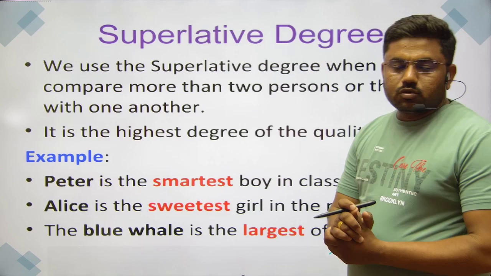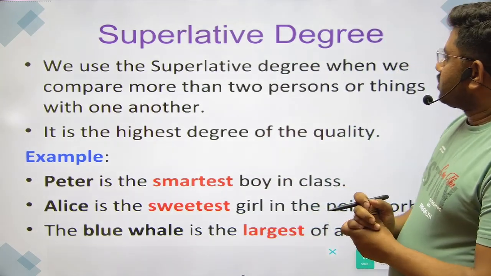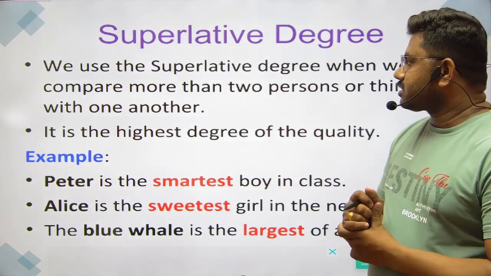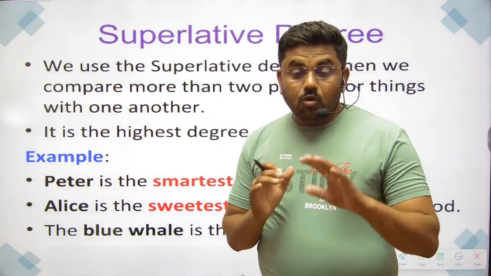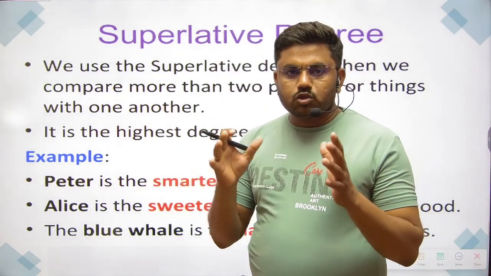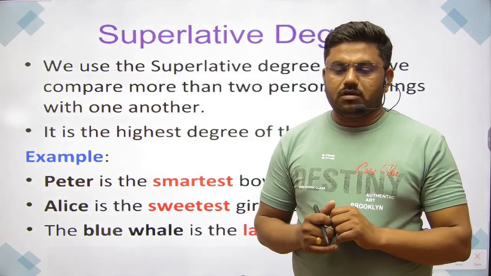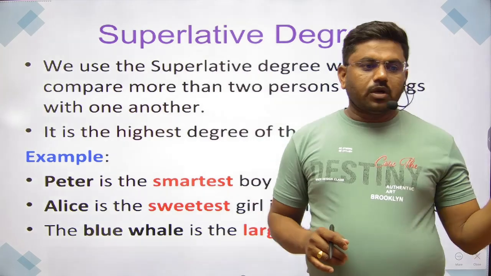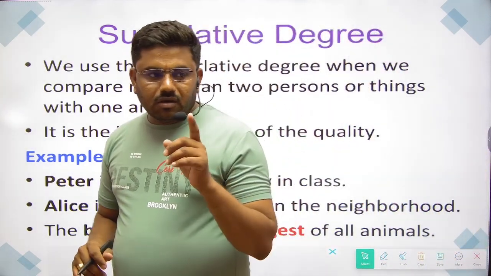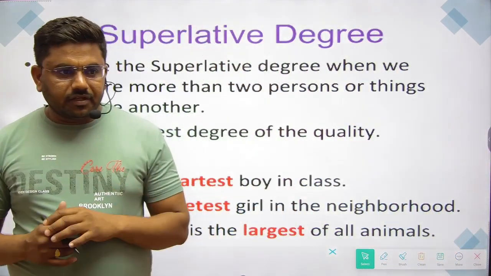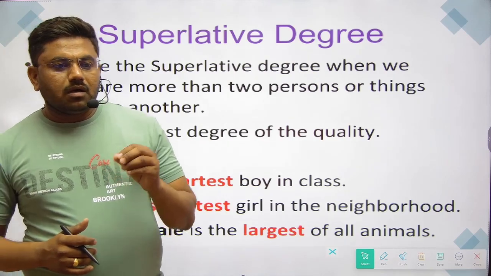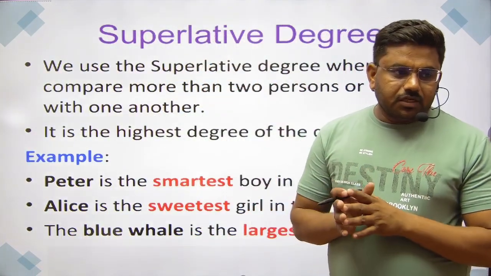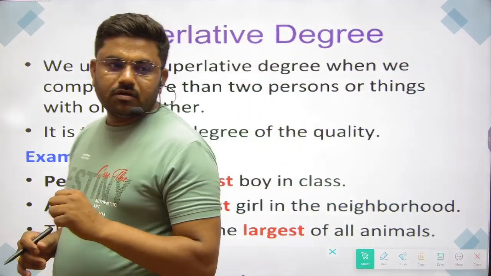Now the third one is the superlative degree. We use the superlative degree when we compare more than two persons or things with one another. More than two persons are there, and we have to choose among them a single one and tell more information about that single one. If you want to compare more than two things with one another, we use the superlative degree, which is the highest degree of quality.